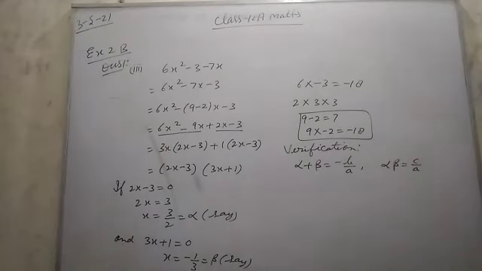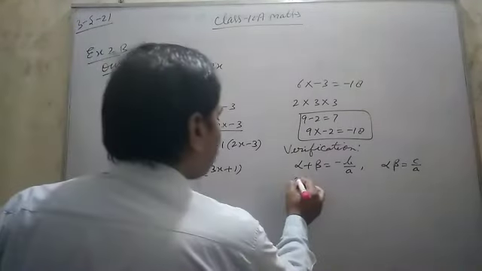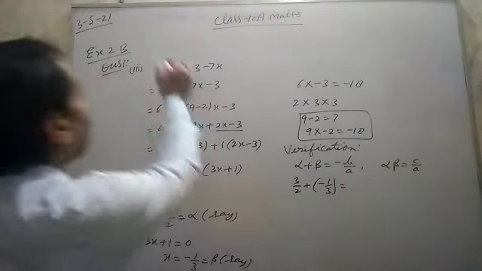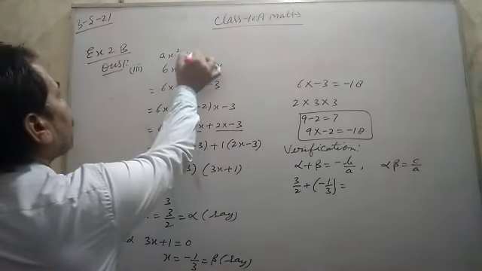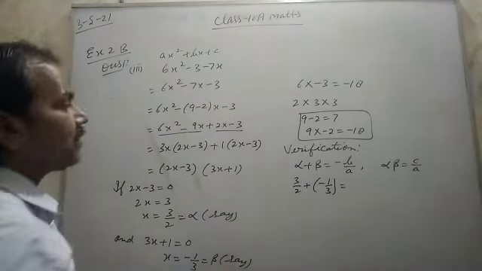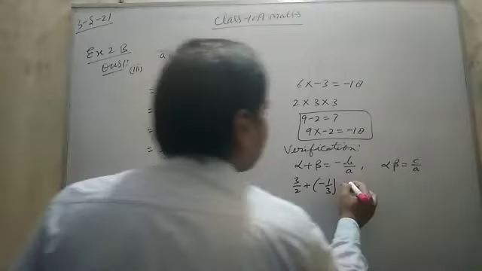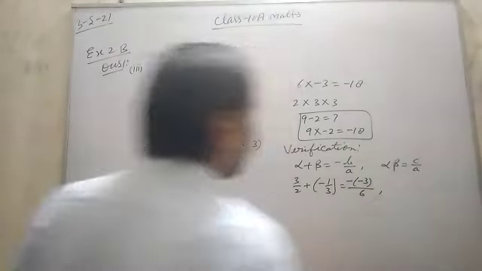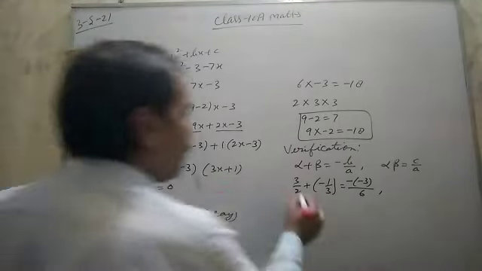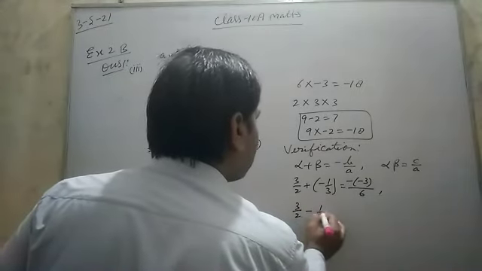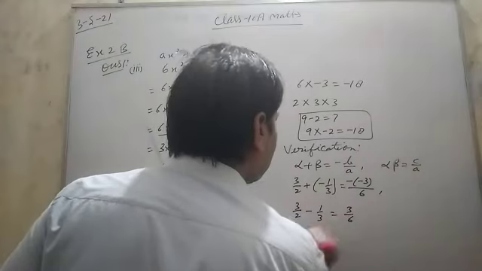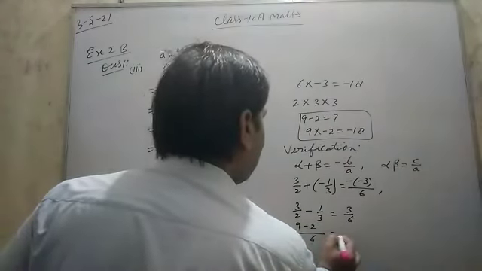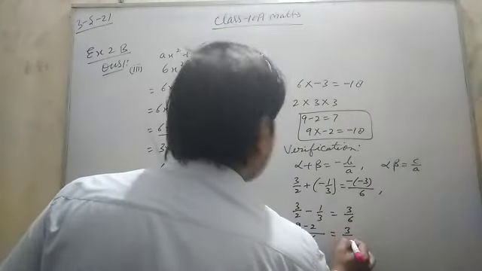Okay. So putting alpha and beta values, 3 by 2 plus minus 1 by 3 is equal to, again compare by ax square plus bx plus c. So b minus 3, so minus b upon a is 6. Then simplify it. So 3 by 2 minus 1 by 3 is equal to 3 upon 6. Take LCM. 2 3 ja 3 3 ja 9 minus 2 is equal to 3 by 6.